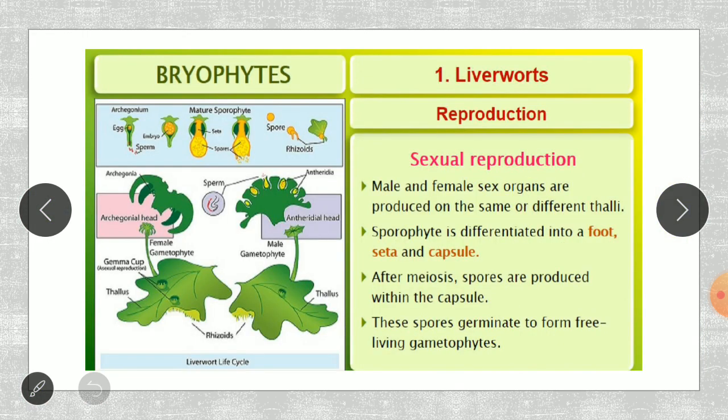Coming to the second type of reproduction, that is the sexual reproduction. We will see how sexual reproduction takes place in the liverworts. Male and female sex organs are produced on the same thalli or different thalli.